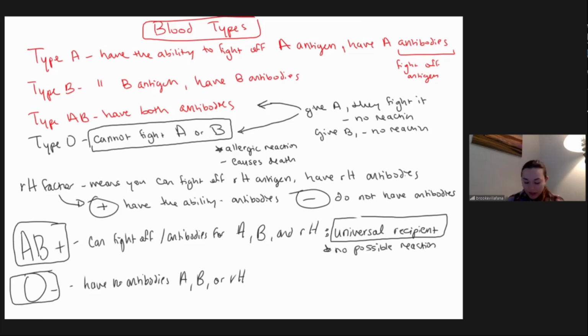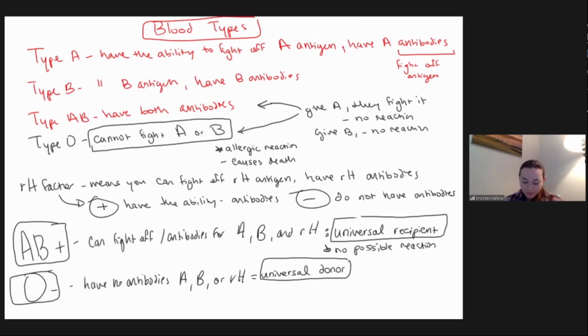If you're O negative, this is a universal donor. This is because you can give your blood to anybody and you don't have to worry about a reaction, because you have no fighting agents in your blood. So if I have A blood, but I don't have B, I can receive O. Because basically there's no B, there's no A in the O. If I have AB blood, I can receive O. If I have O blood, I can receive O.